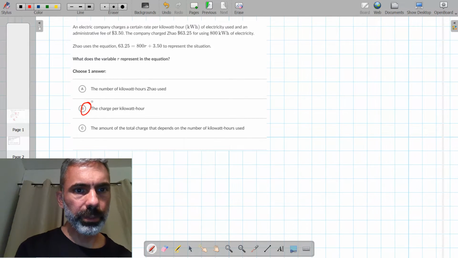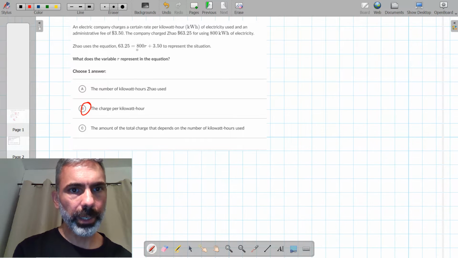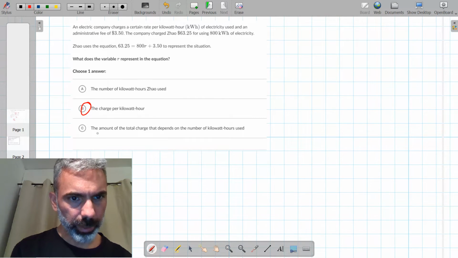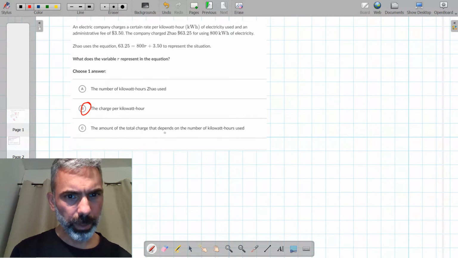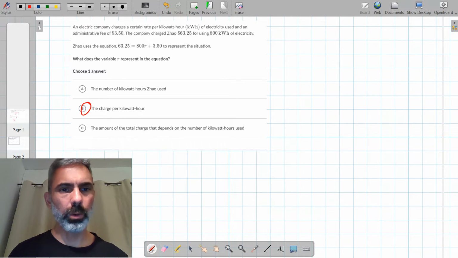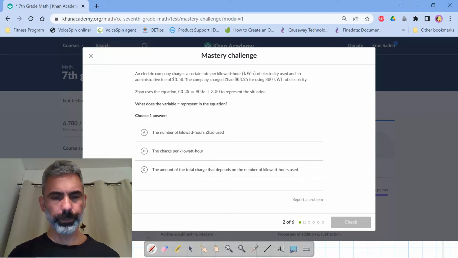It does not represent the number of kilowatt hours because 800 is the number that represents the number of kilowatt hours that are used. And here they say the amount of total charge that depends on the number of kilowatt hours used. No, it's not the total charge. It's the charge per kilowatt hour. Okay.